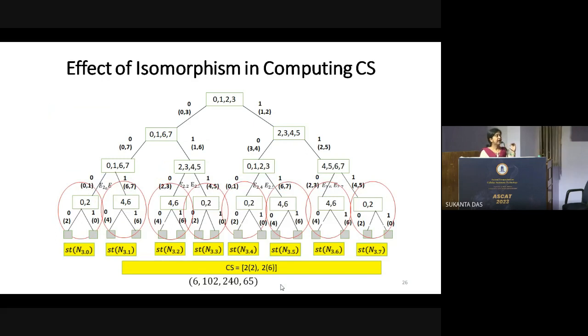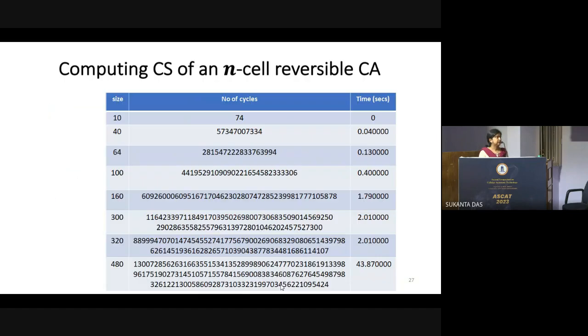In this way, we find out the cycle structure of CA without exploring the entire reversible CA. Definitely, it's not applicable for all possible reversible CA. For some cases we can find. And one more thing I want to add here, we just compare the disjoint components or disjoint subtrees. Even within a subtree, we figure out the isomorphism. So these are some of the results.